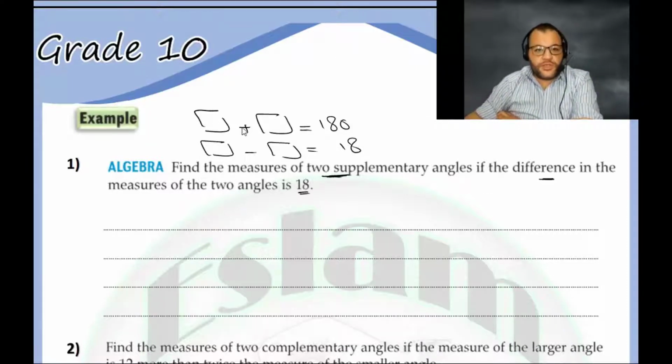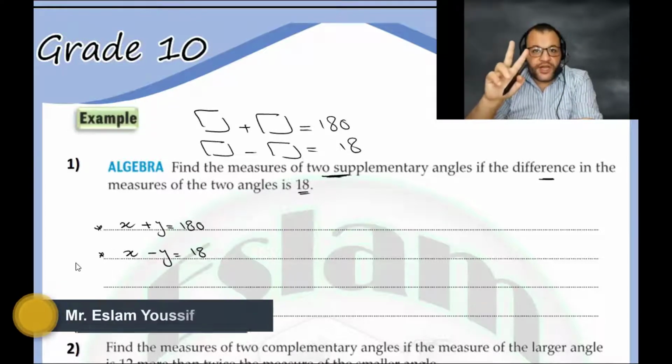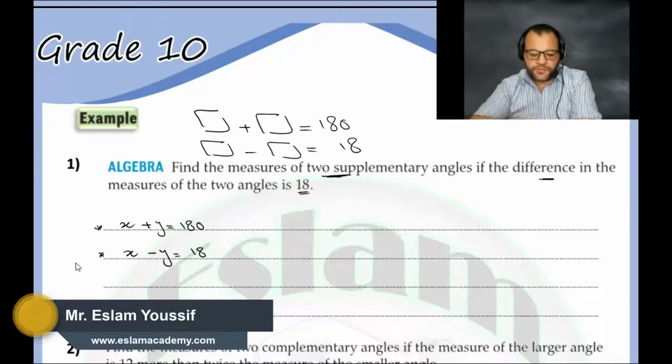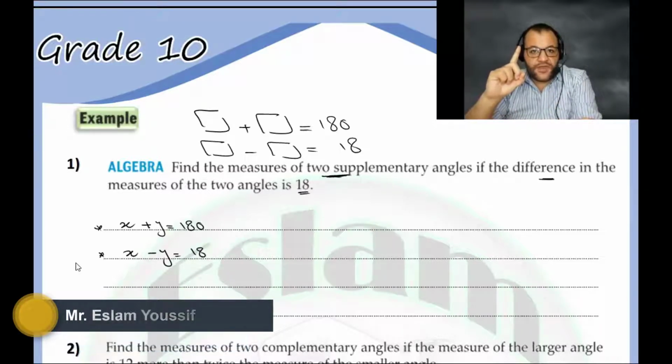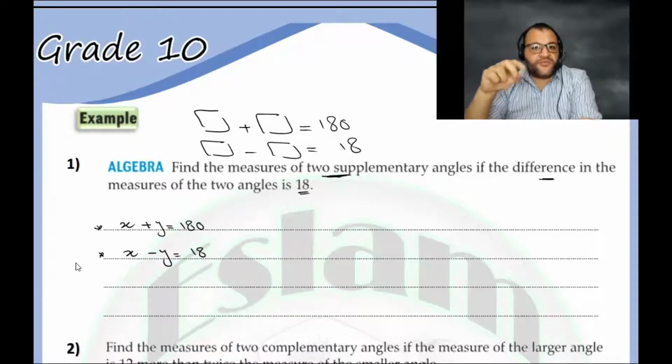You don't know the first one, and you don't know the second one. So let the first one be x, and the second one be y, and you know the sum, so the sum will be 180. You know the difference is 18. Now you have two equations and two variables. This point is important: if you have one variable, you need only one equation. But if you have two variables, you need two equations.